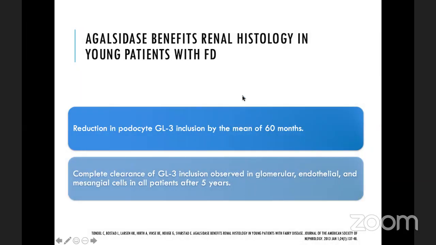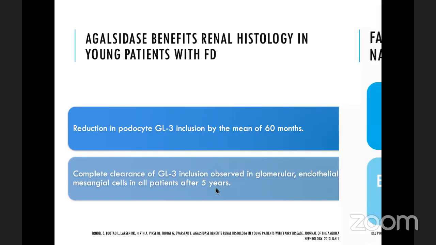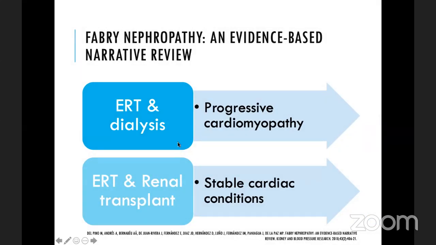of Fabry nephropathy. Enzyme replacement therapy benefits renal histology in young patients with Fabry disease, in the form of either reduction in podocyte GL3 inclusions by a mean of 60 months, or complete clearance of GL3 observed in glomerular, endothelial, and mesangial cells in all patients after 5 years. One study showed patients on enzyme replacement and dialysis had progressive cardiomyopathy, while those on enzyme replacement and renal transplant usually had a stable cardiac condition. So renal transplant is preferred over dialysis here.